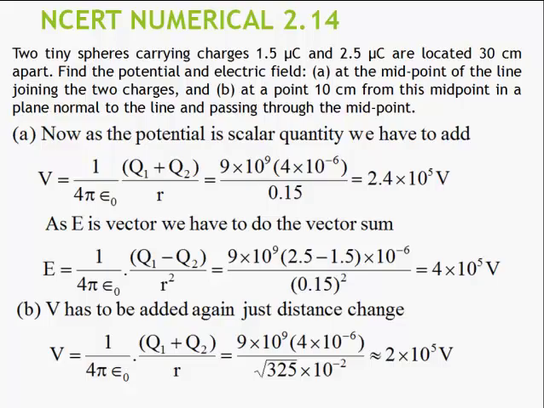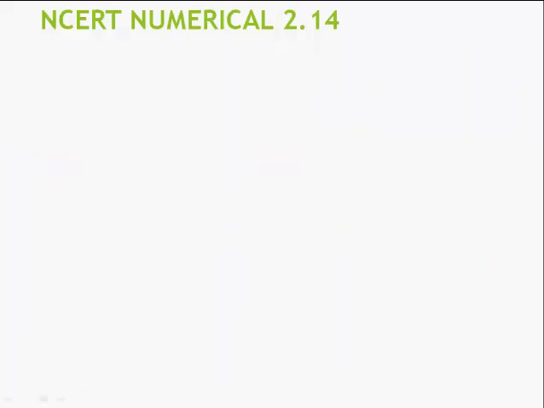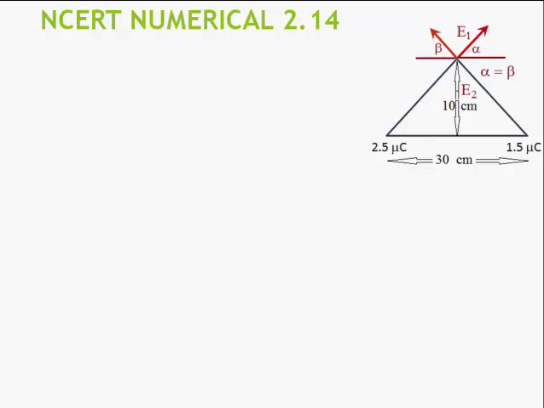And how do you get 325? The distance between the charges is 30. You divide by 2, 15. So 15 square plus 10 square. On the next page, you will get the complete diagram in the electrical field question part of it. Here you can take it, root 325 is the distance. Now here you again get the formula.